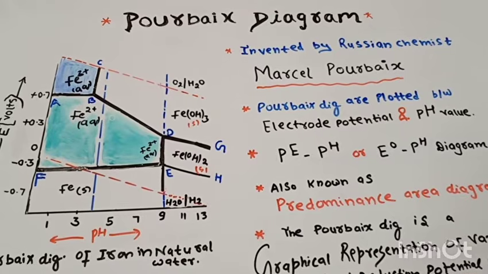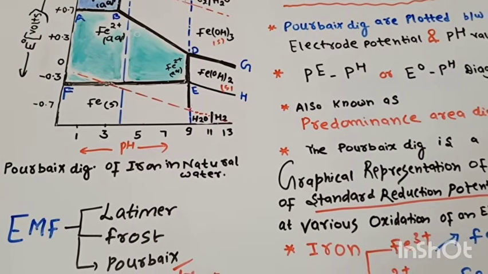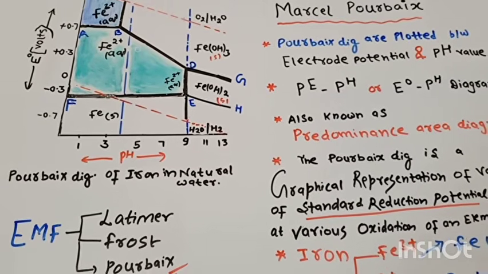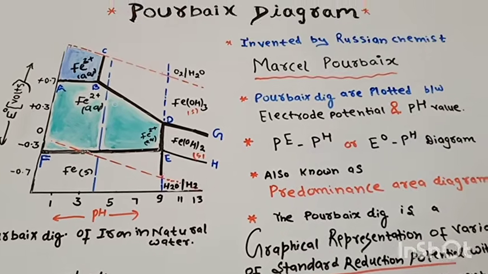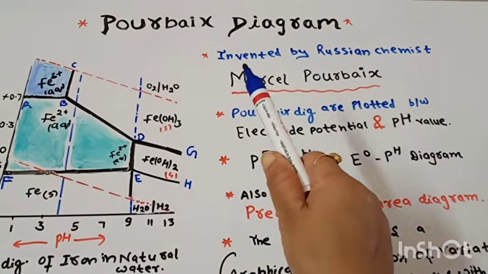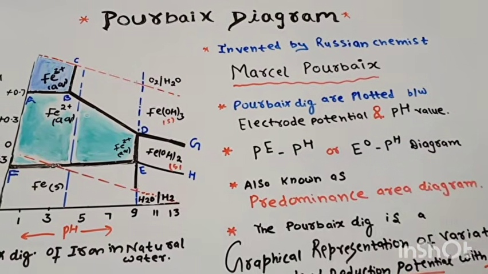Students, today's topic is the Pourbaix diagram. Already we have studied the Latimer diagram and the Frost diagram. So today we are going to study the details of the Pourbaix diagram. Now we can say that the Pourbaix diagram was invented by the Russian chemist Marcel Pourbaix. So the name is the Pourbaix diagram.